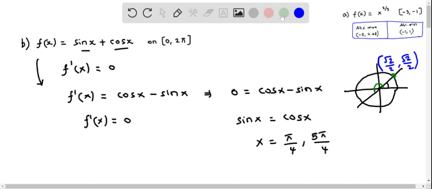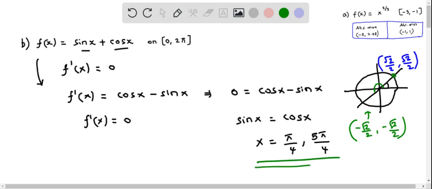And similarly, when x equals 5 pi by 4, the coordinate is negative root 2 over 2, comma negative root 2 over 2. Both values are negative. That is, sin 5 pi by 4 is negative root 2 over 2, and cos 5 pi by 4 is negative root 2 over 2. So we have determined that there are two critical points, that is x equals pi by 4 and x equals 5 pi by 4.